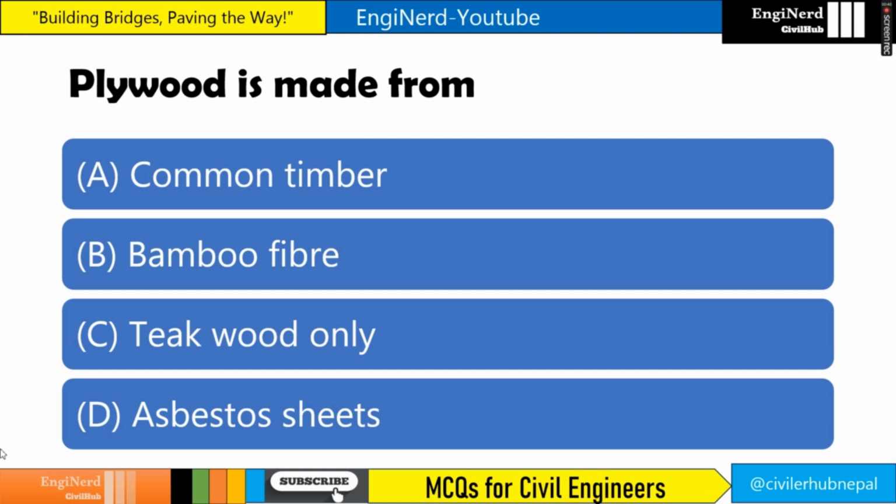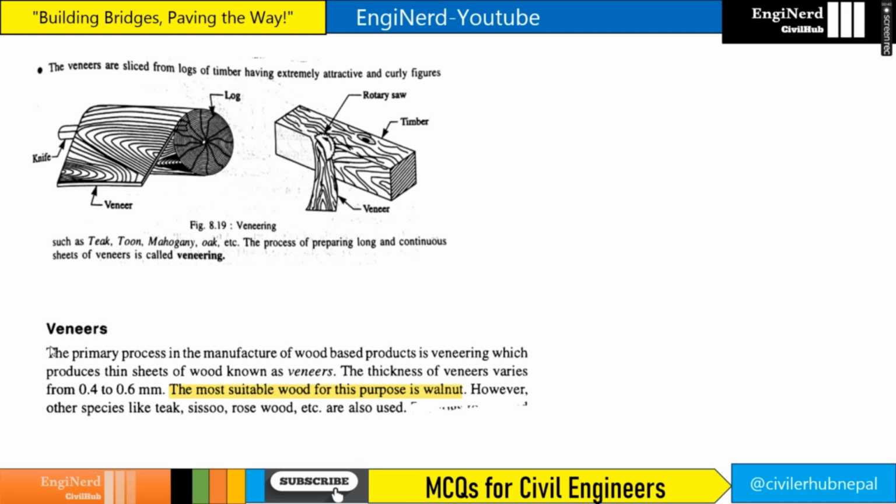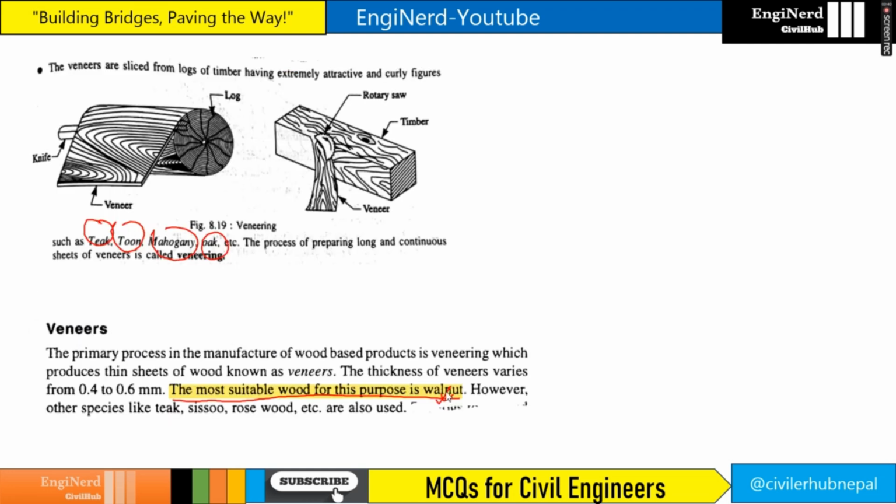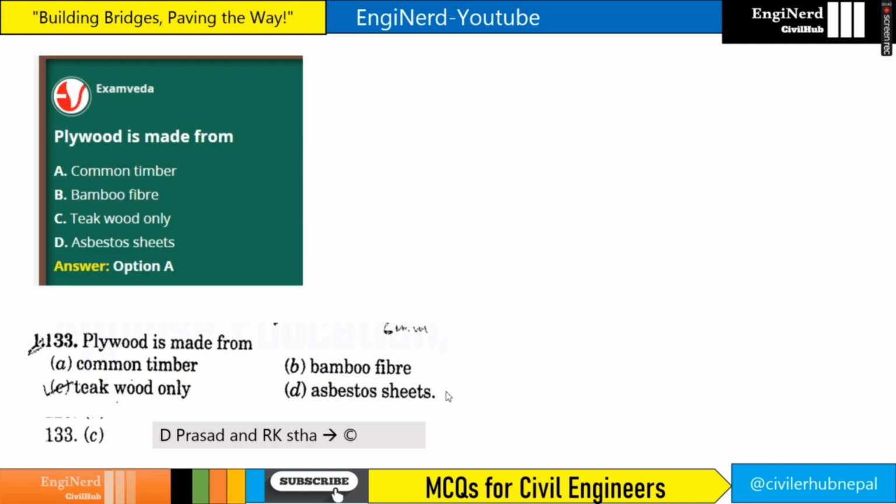Plywood is made from common timber, bamboo fiber, teak wood only, asbestos sheet. So there exists confusion between A and C, right? So if you see here in this particular book, it is shown that teak, tune and mahogany and oak are generally used for veneers. And if you see here, the most suitable wood for veneering is walnut. There is no mention of any common timber or teak. Common timber, right? Teak wood is somewhat mentioned in this particular book.